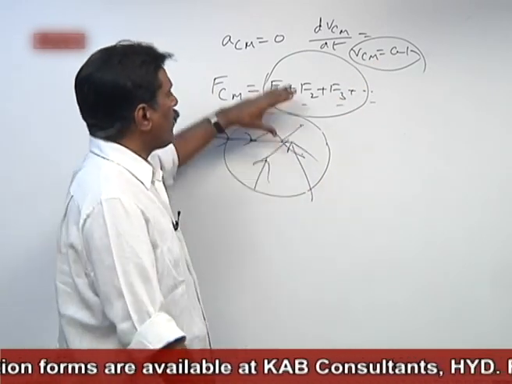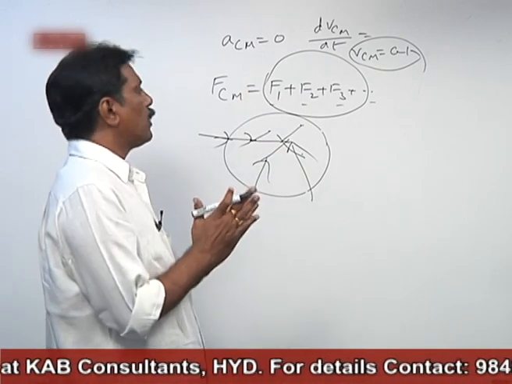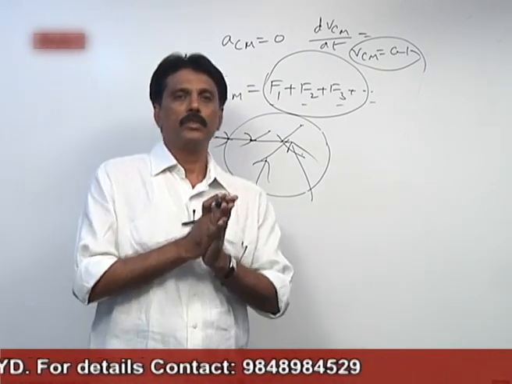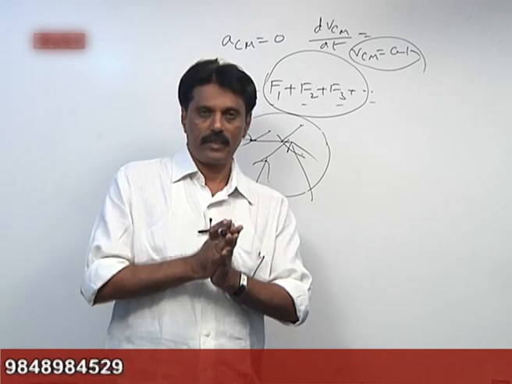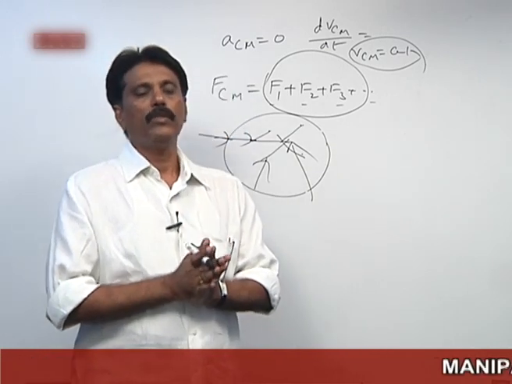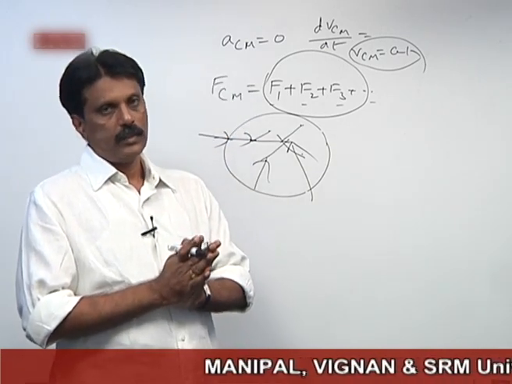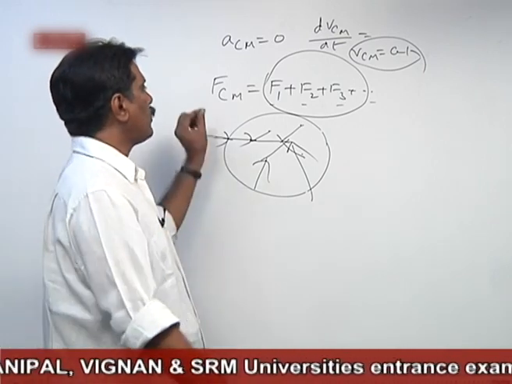So, the conclusion from this discussion is, on a system of particles, if there are no external forces, the center of mass will be at rest or moving with uniform velocity. There will be no acceleration of the center of mass.